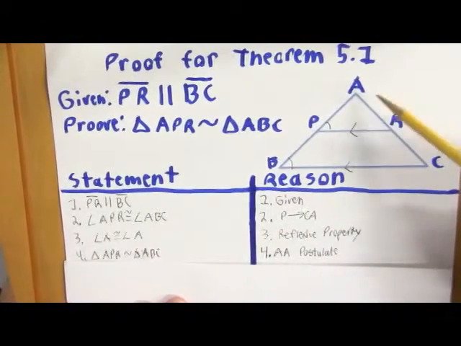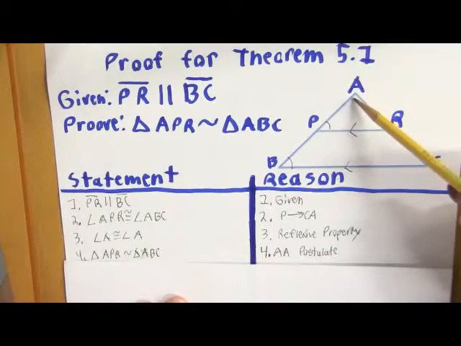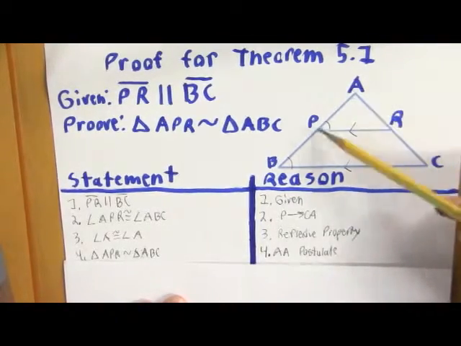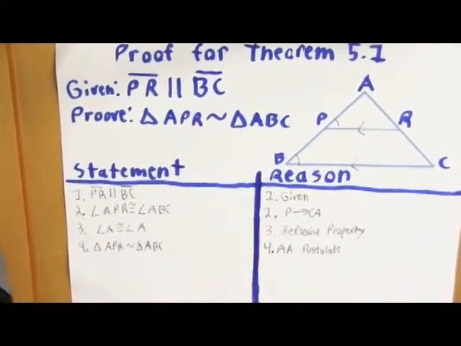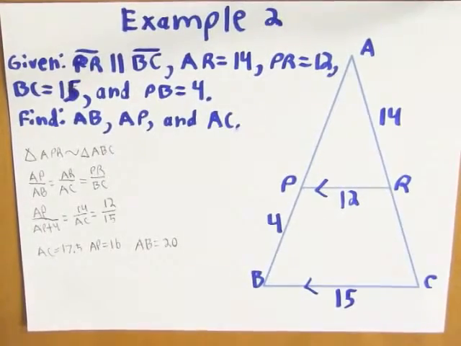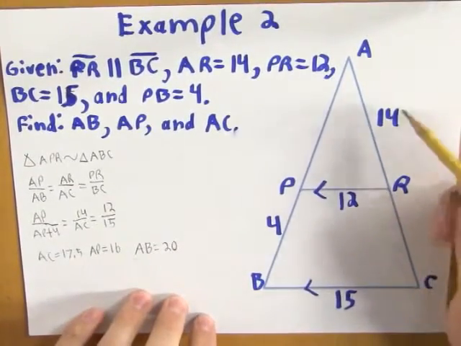Well, first, let's get back to Theorem 5.1 itself, which allows us to say that APR here is similar to triangle ABC. And so once we do that, we can then set up proportions, because as we said in the definition of similar triangles, the sides of similar triangles are proportional.